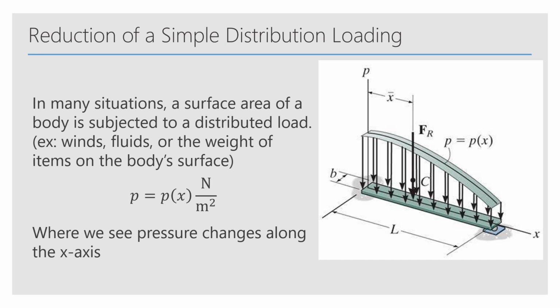When we think about this, we can think about pressure. In this example, we see that the pressure along the x-axis changes from the initial origin point to the end of it. From what we know, pressure is force over area, which makes sense in the units here where we have newtons over meters squared.